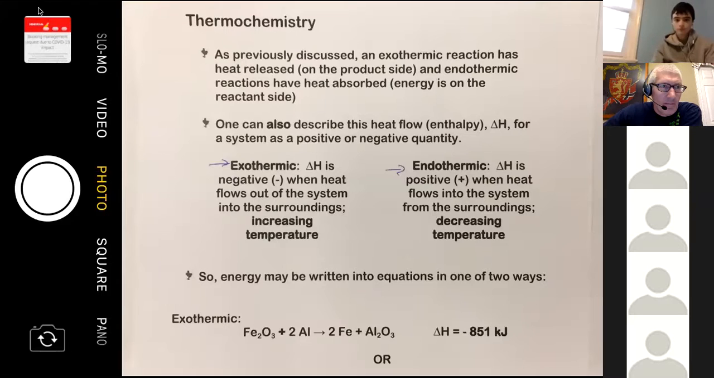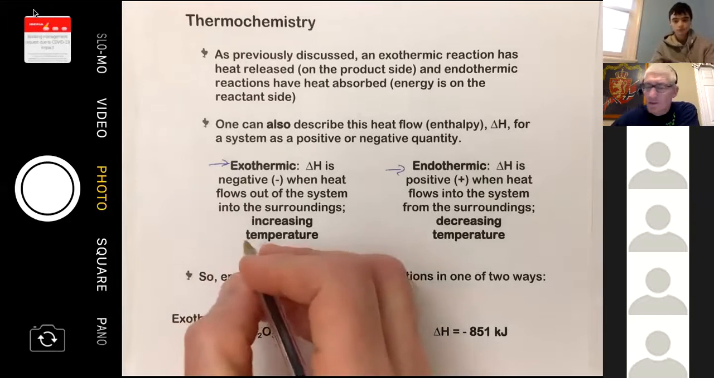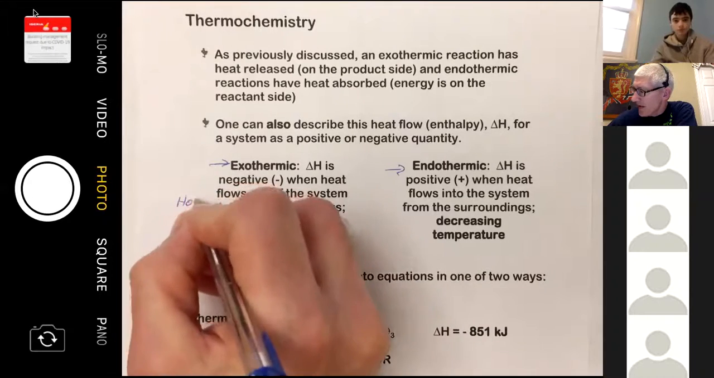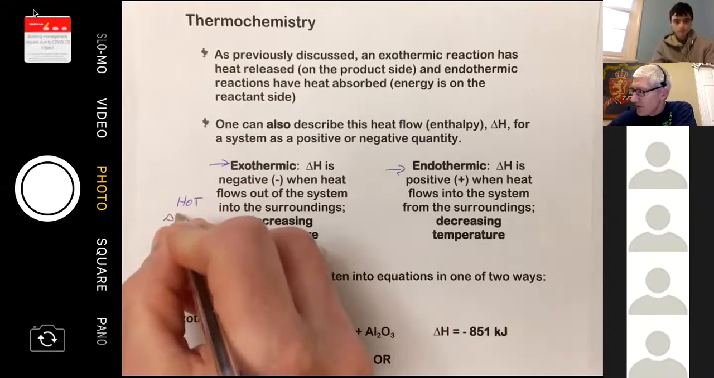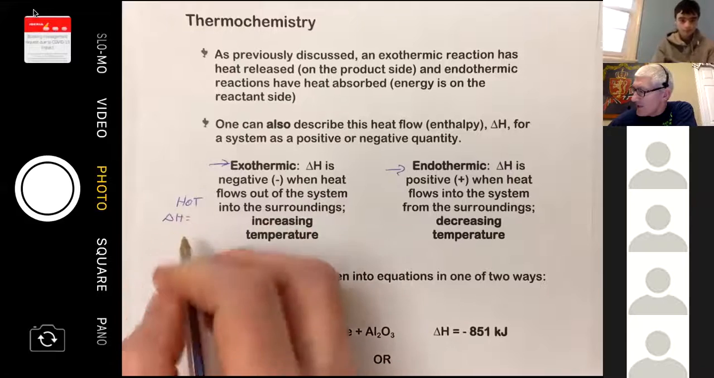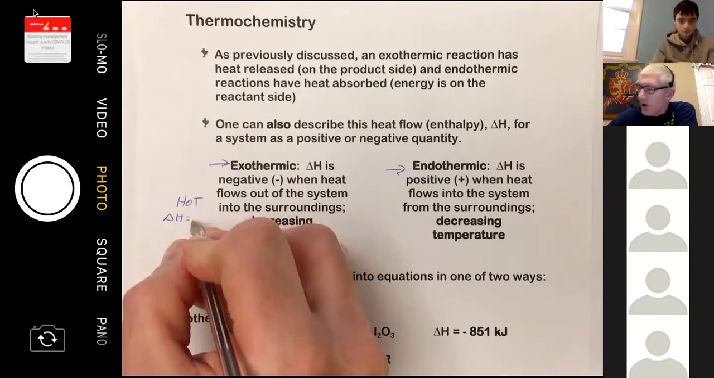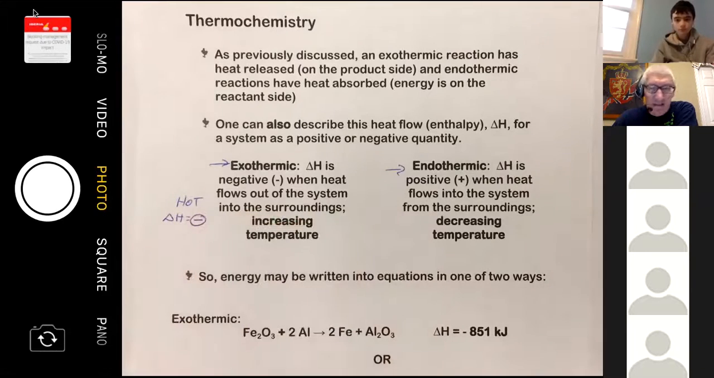It's when heat is released in the reaction. Okay, so we've got heat released. So typically exothermics are hot. We talk about the change in heat, the delta H. And since I am giving off energy, I'm losing energy, they are going to typically be negative in sign.